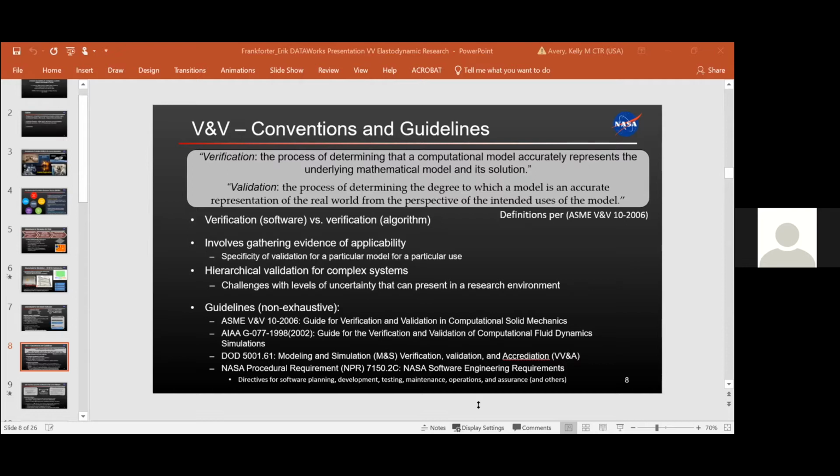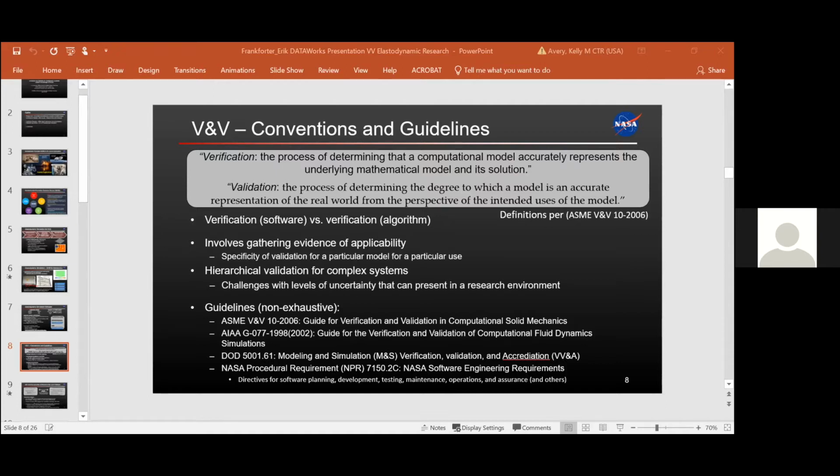This involves gathering evidence of applicability specific to your use case, and often it's recommended to be done hierarchically. So you can proceed from an individual component level to then linking components together into subsystems towards the system level.